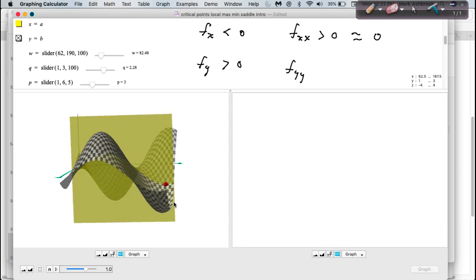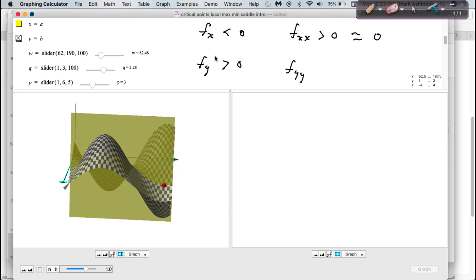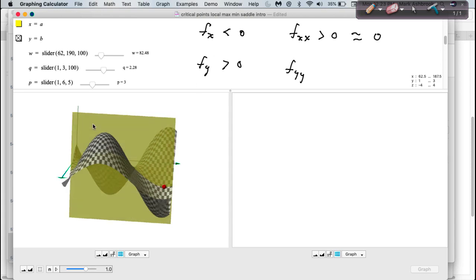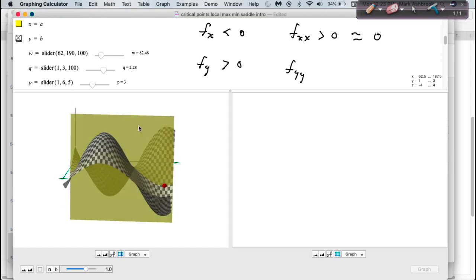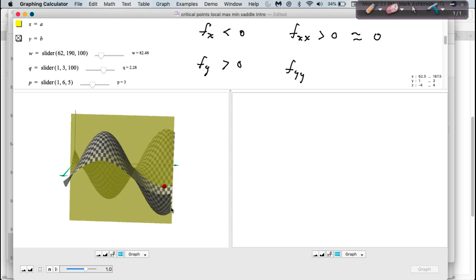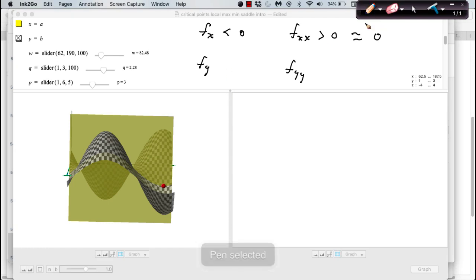First of all, the first partial with respect to y, less than 0 or greater than 0? Asking about z, is z increasing or decreasing? No, right? What's it doing? Isn't that the bottom? It looks like the bottom to me. Is it the bottom?